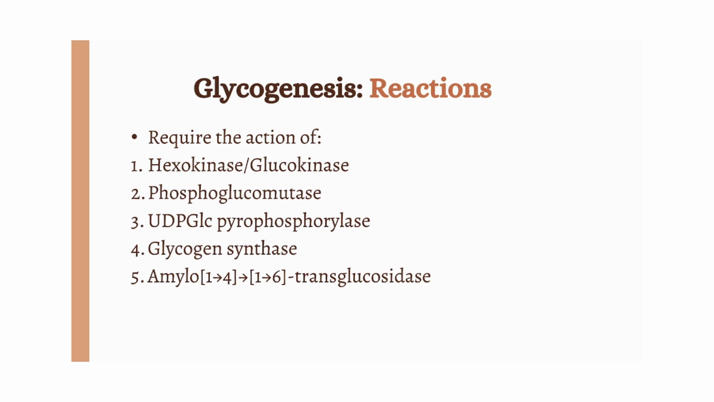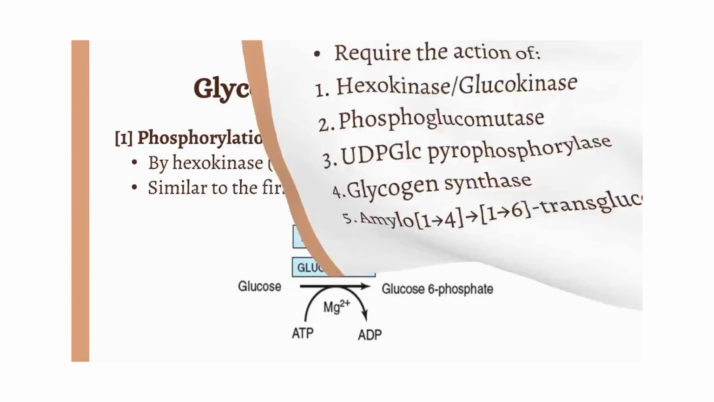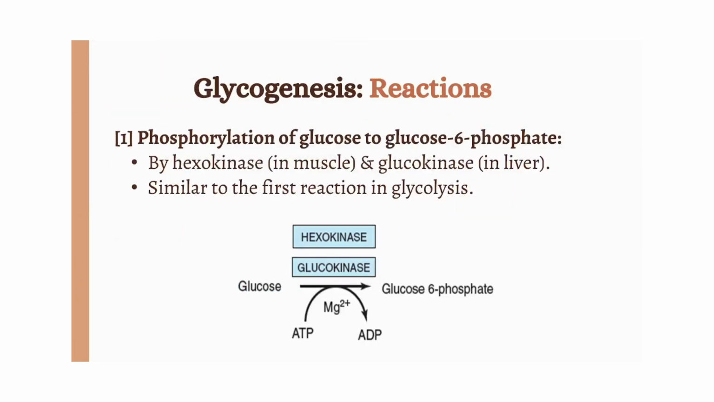Glycogenesis requires the action of 5 enzymes: hexokinase/glucokinase, that is similar to the first enzyme in glycolysis, a phosphoglucomutase, a UDP glucose pyrophosphorylase, glycogen synthase, and amylo 1,4 1,6 transglucosidase. The first reaction is phosphorylation of glucose to glucose 6-phosphate, similar to glycolysis. And this is catalyzed by hexokinase in muscle and glucokinase in the liver. ATP is used in an irreversible reaction.